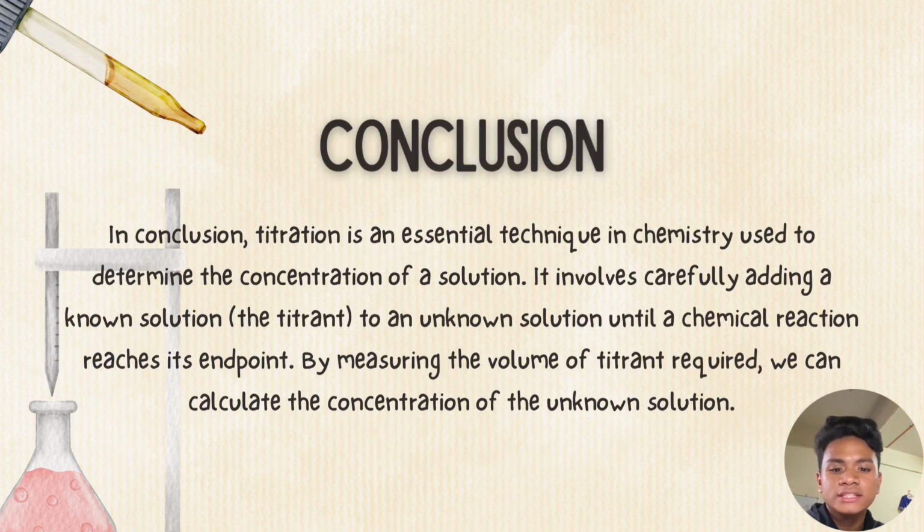In conclusion, titration is an essential technique in chemistry used to determine the concentration of a solution. It involves carefully adding a known solution, the titrant, to an unknown solution until a chemical reaction reaches its endpoint. By measuring the volume of titrant required, we can calculate the concentration of the unknown solution.